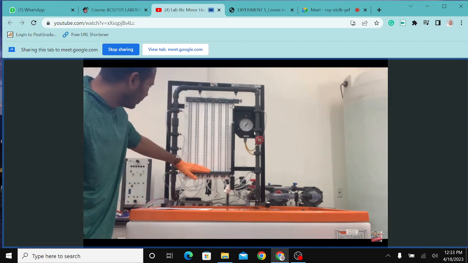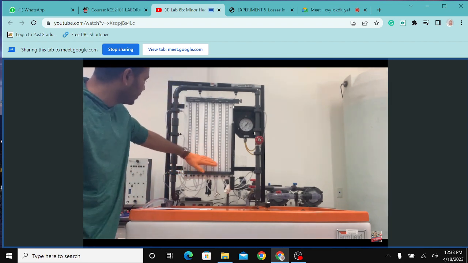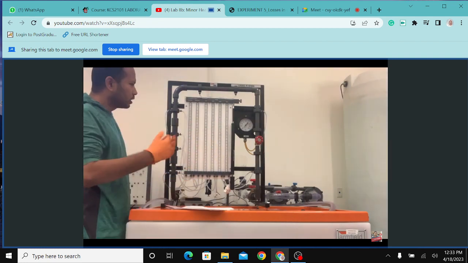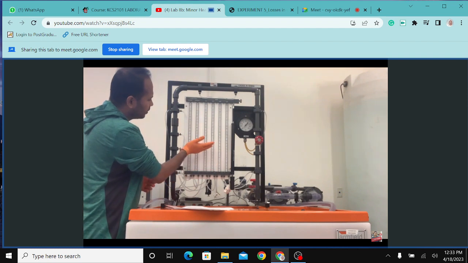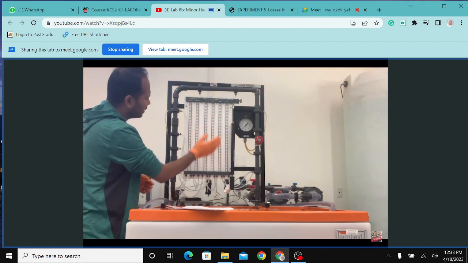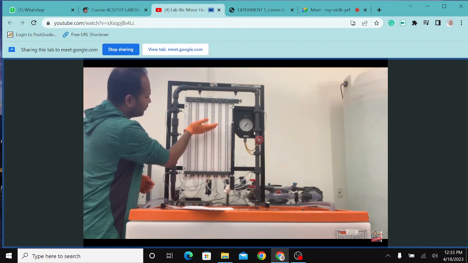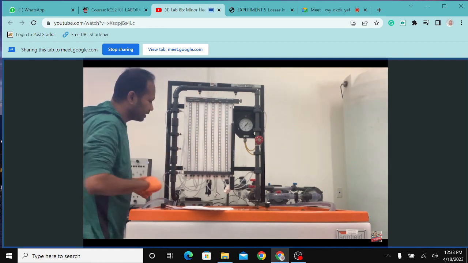You see the manometer reading is going up. The manometer is being filled with water, so the pump is running. There is no air bubble in our manometer. It is totally filled with water.